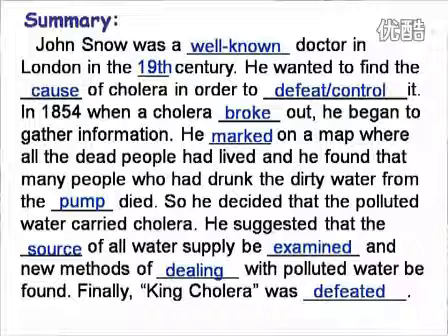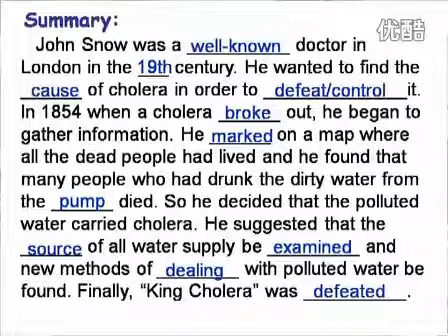John Snow was, of course we know, a well-known doctor, 非常出名的 doctor, in London in the 19th century. He wanted to find the cause of cholera in order to defeat or control it. In 1854, when cholera broke out, 当霍乱爆发的时候 he began to gather information, 开始收集信息. He marked on a map where all the dead people had lived, and he found that many people who had drunk the dirty water from the pump died. So he decided that polluted water carried cholera.